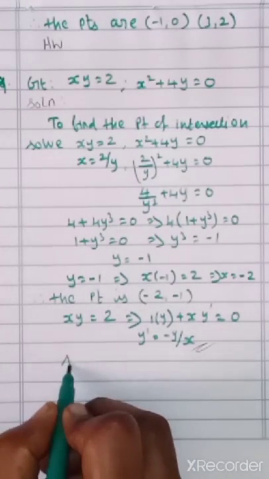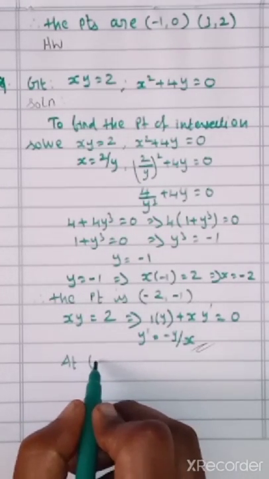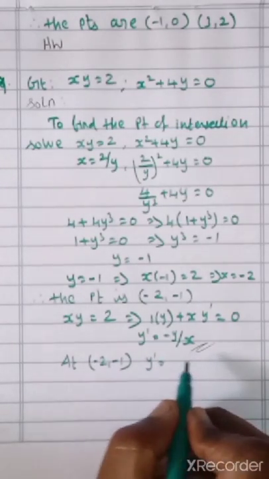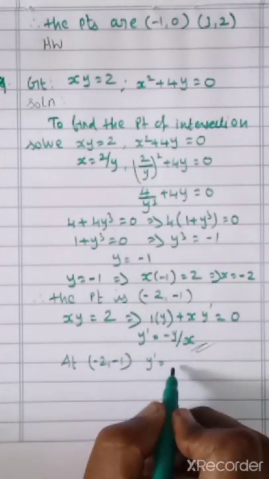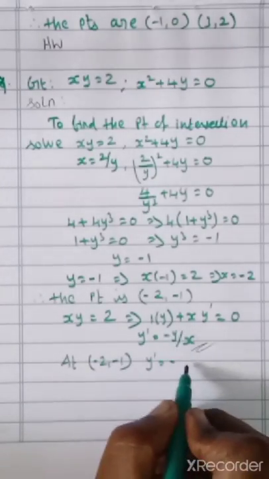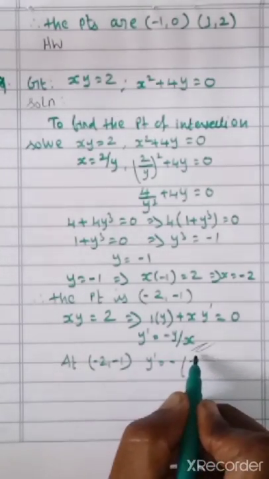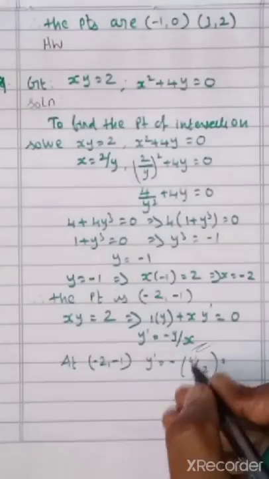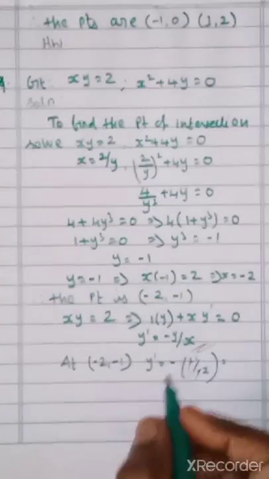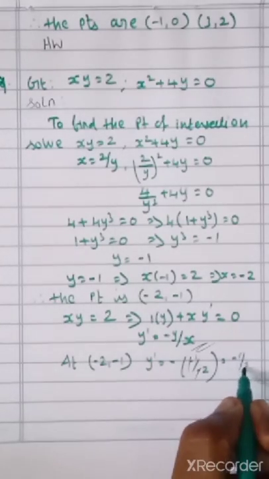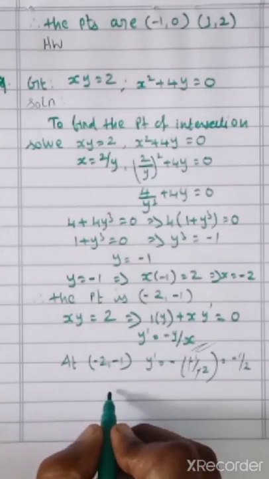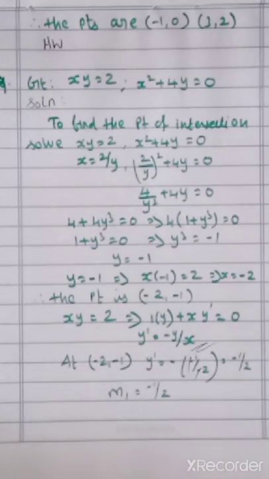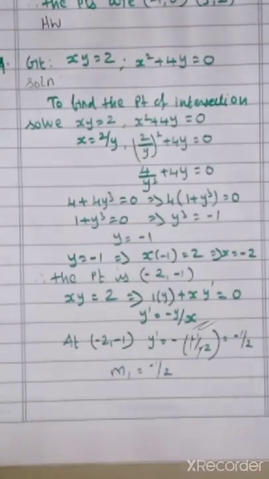Now at the point minus 2 comma minus 1, what is your y dash? Here minus, we can keep it as it is, minus 1 by minus 2. This minus will go off, and we can take it as minus 1 by 2. So what is your m1 value? Minus 1 by 2.